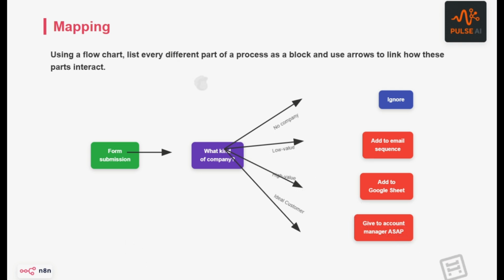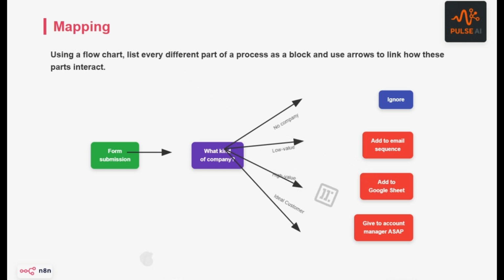So how do you map an automation? The first thing you want to do is create a flowchart, and there are many different ways you can create this flowchart. You can use Miro, FigJam, or any other tool. And what you want to do is list every different part of the process as an individual block. Then, working left to right, you're going to want to link these different blocks with arrows depending on how they interact. So if we take the example from earlier, we start the workflow with a form submission. So here we create a block, what kind of company, and from that block we create all of these different arrows depending on what kind of company and what the different options are.